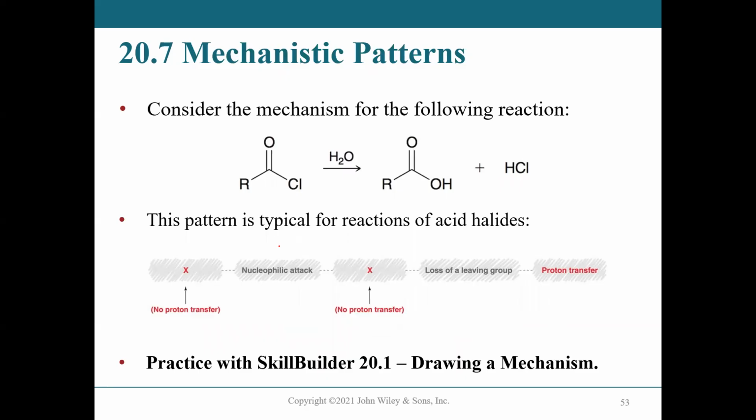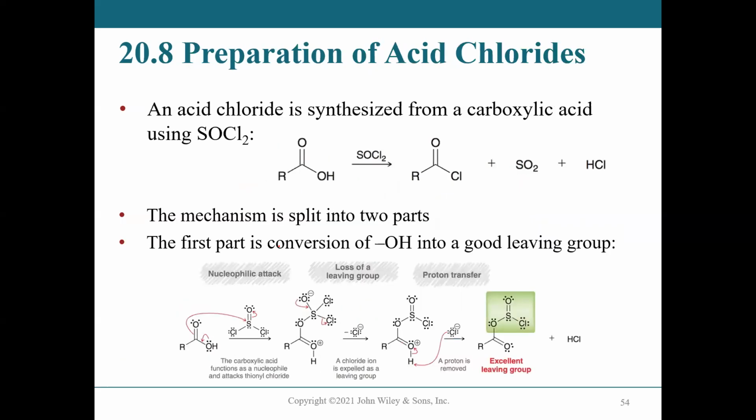It says consider this mechanism for the following reaction. This pattern is typical for reaction of acid halides. So an acid chloride is synthesized from a carboxylic acid using SOCl2. The mechanism is split into 2 parts. We have a nucleophilic attack, followed by the loss of a leaving group, and then we have a proton transfer.